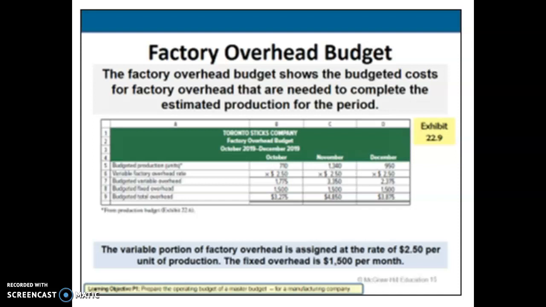A lot of times we can also see other common budget costs like supervisor salaries. We might see indirect materials, indirect labor, utilities, and maintenance and things like that. We don't get into that too much. It's actually covered in Chapter 23, which we don't cover.